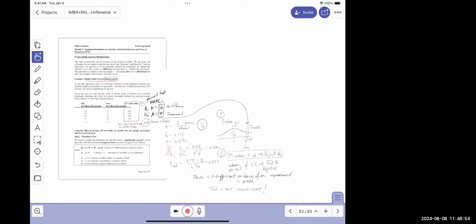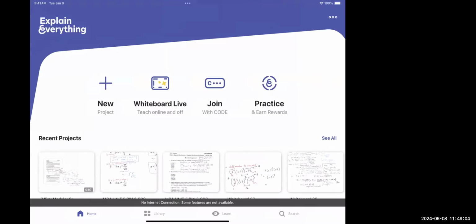Oh, there's one more thing. One other thing I want to say about the formula sheet. And I want to say something about the homework questions.